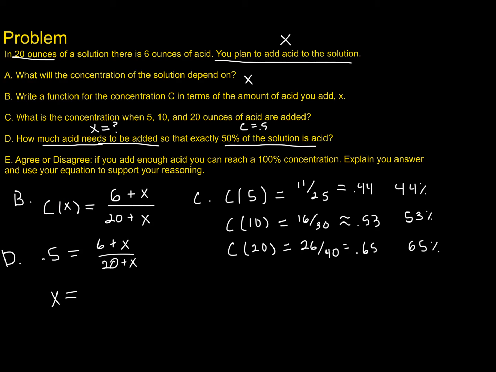All right, last but not least, I want you to answer E on your own, and I want you to give evidence here. So I'm looking for 2 to 3 sentences at least agreeing or disagreeing with this statement. If you add enough acid, you can reach 100% concentration. Explain your answer and use your equation to support your reasoning. So you should talk about how your equation tells you why you should agree or disagree with this statement.